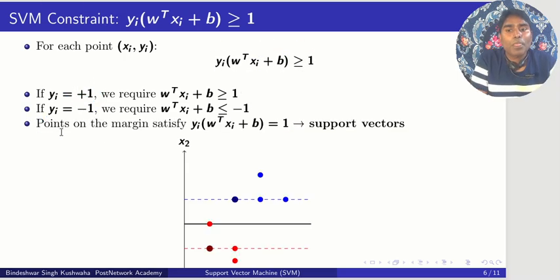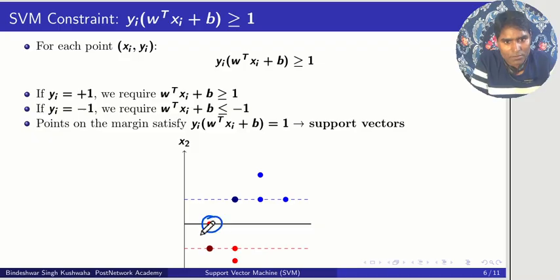Now, points on the margin are support vectors. So this point is a support vector.